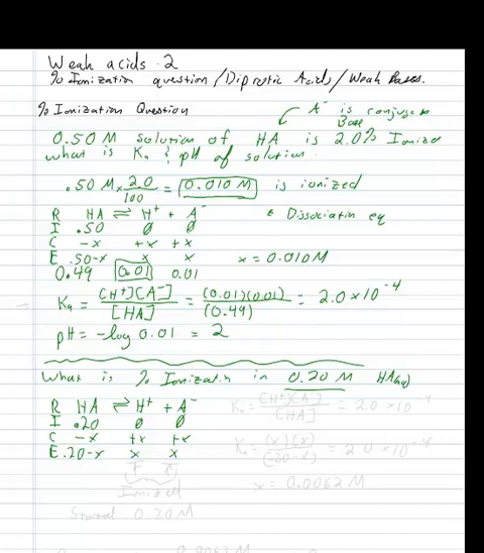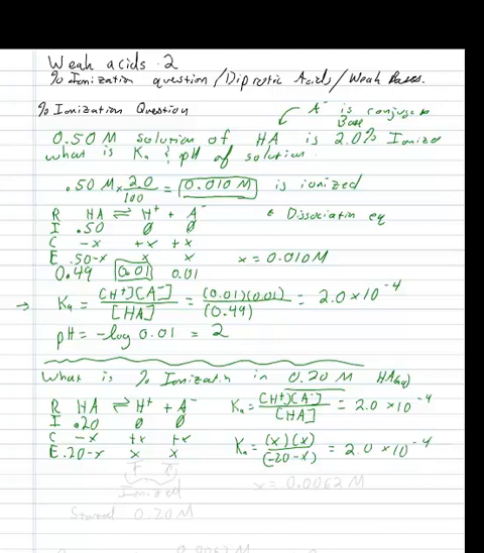We can use our Ka expression from up here again. Ka is equal to the concentration of H plus times the concentration of A minus all over the concentration of HA at equilibrium. We know this value we calculated in the last problem is 2.0 times 10 to the negative fourth. Just plug in your values at equilibrium: Ka is x times x over 0.20 minus x, and that's equal to 2.0 times 10 to the negative fourth.